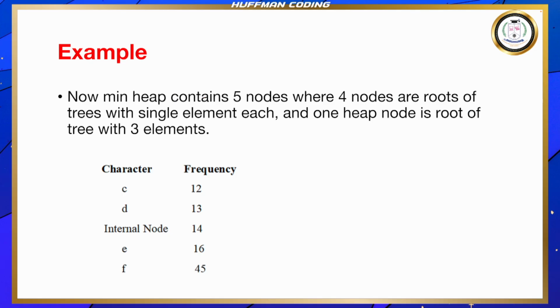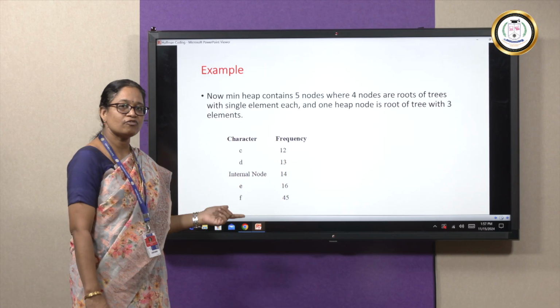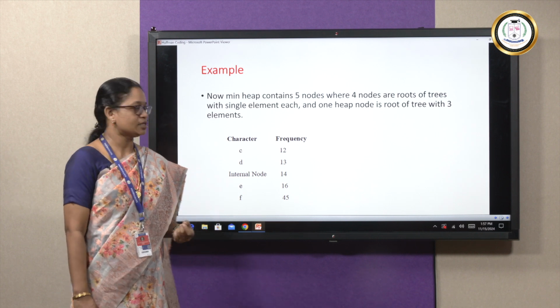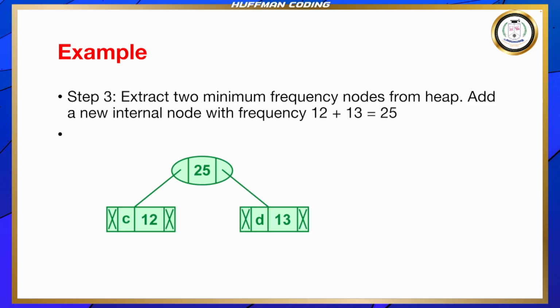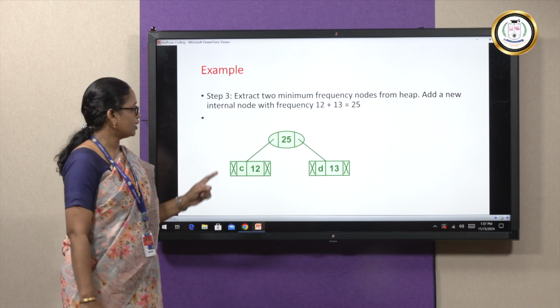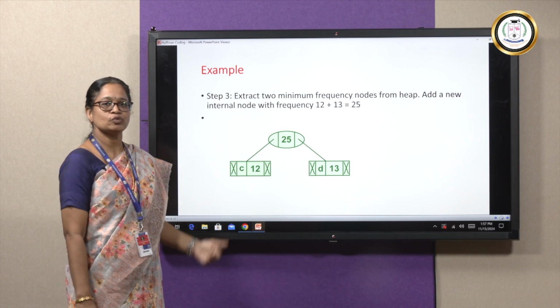Now what will be the next step? Now find the next two minimum frequencies. The next two minimum frequencies are 12 and 13. So create an internal node out of these frequencies. Extract the next two minimum frequency nodes from the heap, and add a new internal node with a frequency equal to 12 plus 13, which is equal to 25. So now we have created another internal node which is equal to 25.